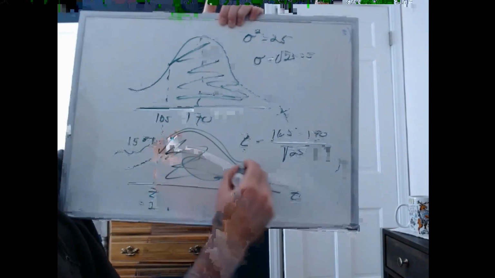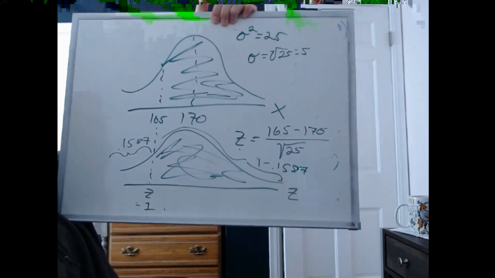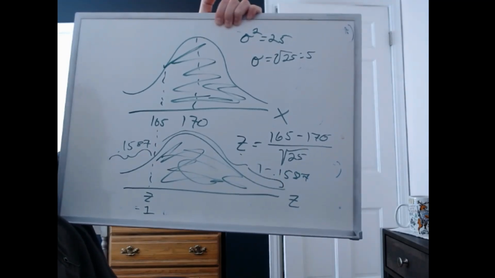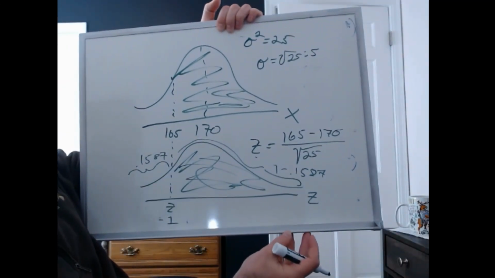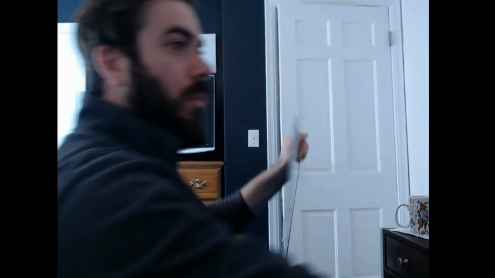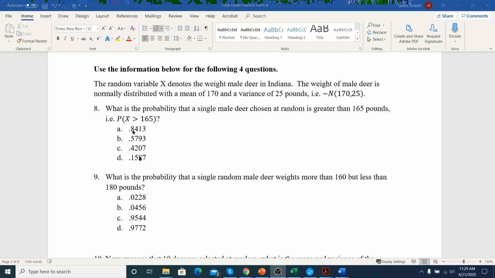So to find that, I need to do 1 minus that. So 1 minus 0.1587, which is about what? 0.8413, sorry. So we go back and look at the answer key, 0.843.